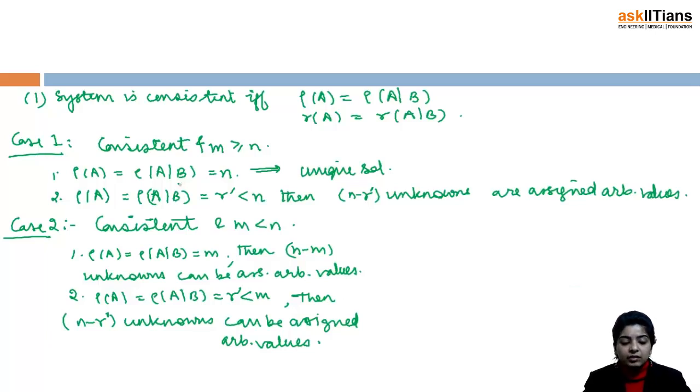Similarly, in the second case, if we have M to be less than N and then we have rank of A to be equal to rank of A augmented B to be equal to some M, then N minus M unknowns can be assigned arbitrary values. And in case the ranks are equal to some R dash which is less than M, then N minus R dash unknowns can be assigned arbitrary values. So the concepts are quite easy, but they do require a good amount of practice.